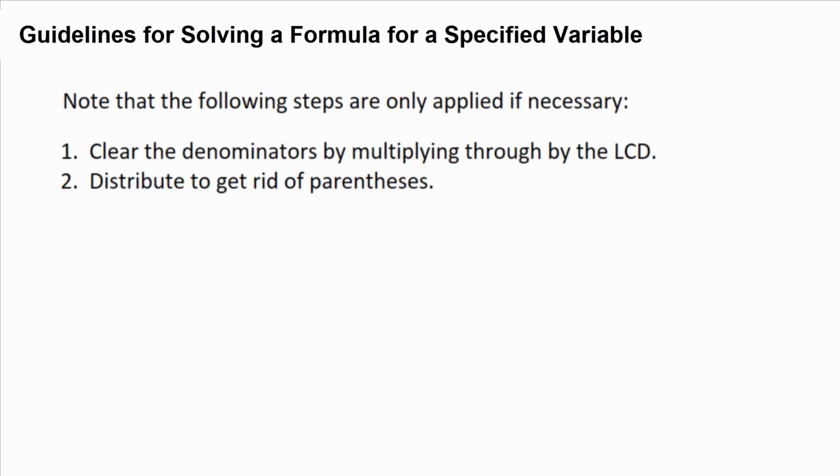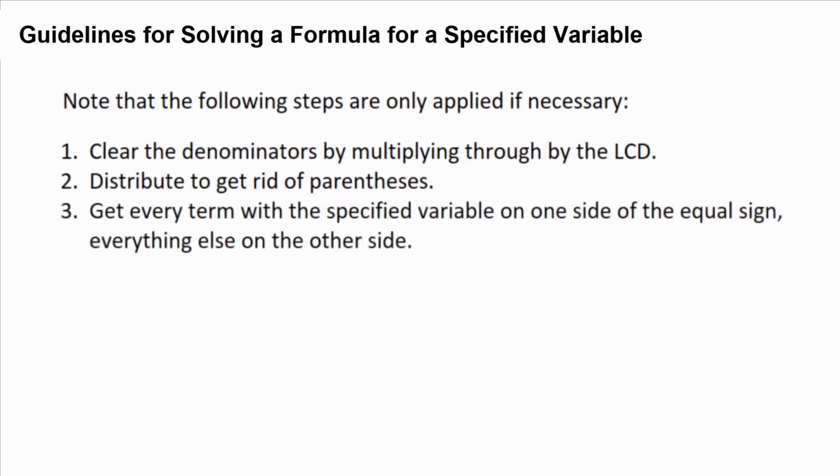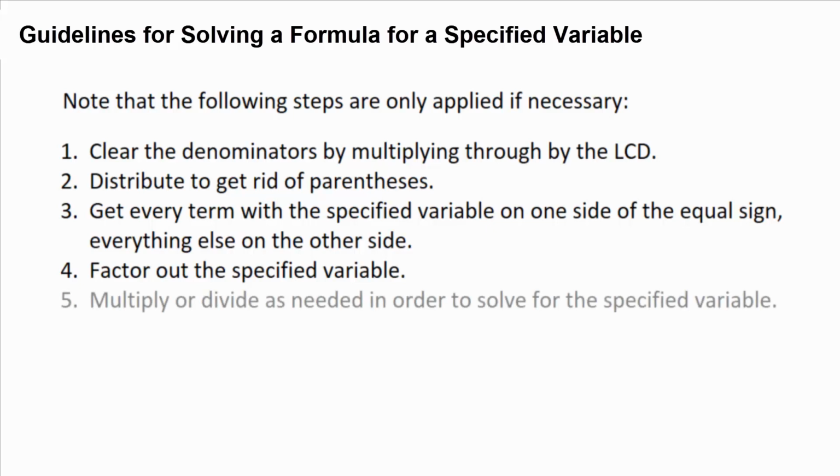Number three, get every term with the specified variable on one side of the equal sign, the specified variable being the variable you're solving for, and then everything else on the other. You saw that in the last example, didn't you? Number four, factor out the specified variable. You saw that in the last two examples. And number five, multiply or divide as needed in order to solve for the specified variable. Some steps to help you out when solving these things.